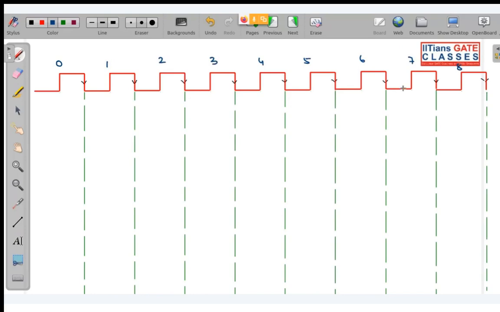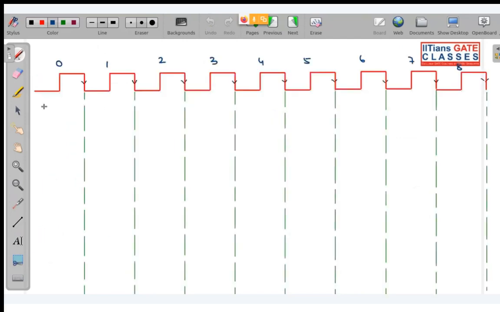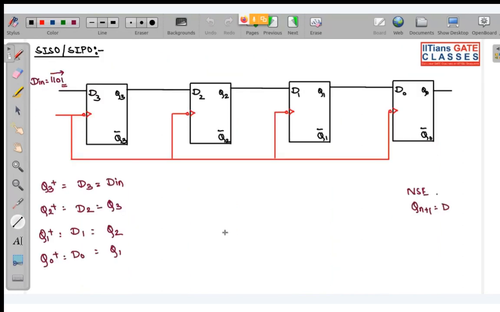Okay. So now look very, very carefully. First, I am going to draw D3. So at the first clock pulse, all the flip-flops are basically 0. So D3 is 0, D2 0, D1 0, and even D0 0. So it will be better if I write clock pulse, so then it will be easier for you guys to understand and easier for me also to draw. So this is Q3, Q2, Q1, Q0. So initially at clock pulse 0, everything is 0.